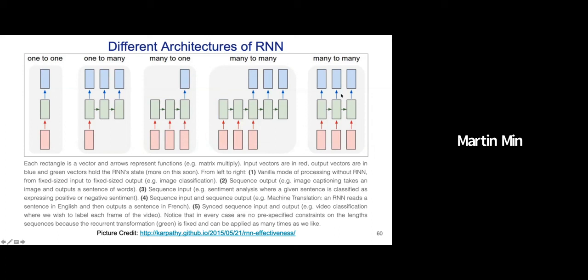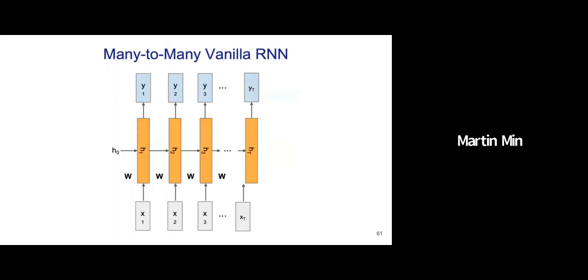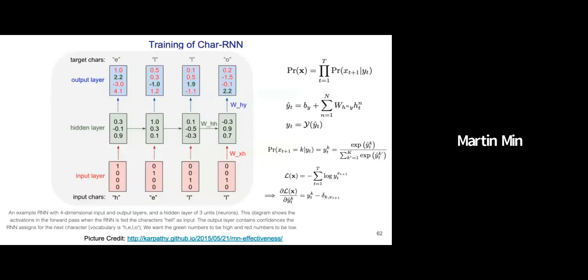Or you can have many-to-many output, for each word of the sentence, I want to classify what's the sentiment class of that word. So these three architectures are most popular in recurrent neural networks. Keep in mind the recurrent neural network is almost the same as a straightforward feed-forward neural network. Okay, many-to-many recurrent neural network.